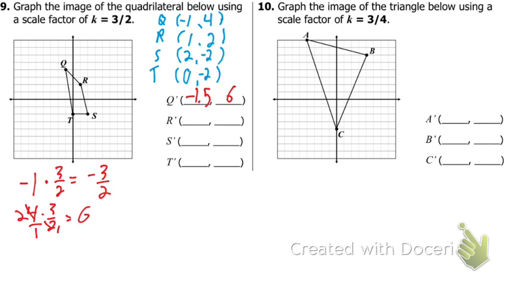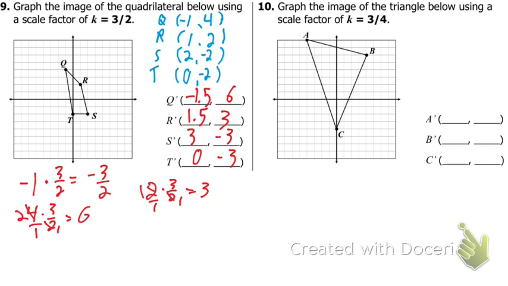So R, 1 times 3/2 is just 3/2, right? Yes. So that's 1.5. 2 times 3/2 is 3. And will that help us on S and T? Yeah. So we have 3 and -3, and 0 and -3. Questions on how we got any of those numbers?